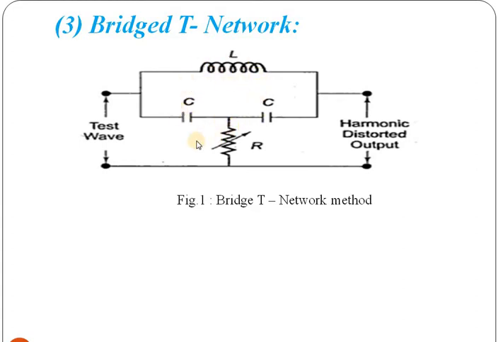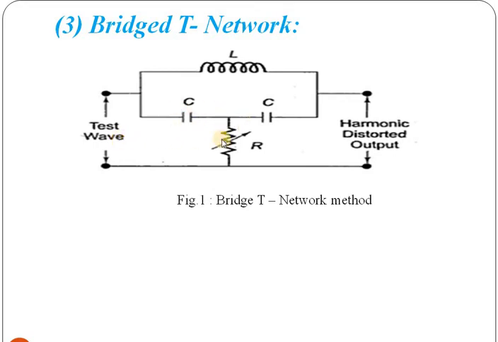Now here the test wave which is to be applied is applied to this LC circuit, and finally the other terminal is connected to the distortion output. One terminal of this LC circuit is given as the test wave input, whereas the other terminal is the distortion output terminal, and the variable resistor is connected to this LC component, the RC components, and the other terminal of the resistor is connected to ground.